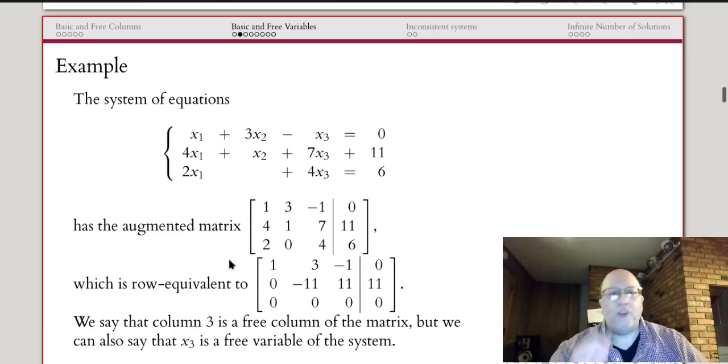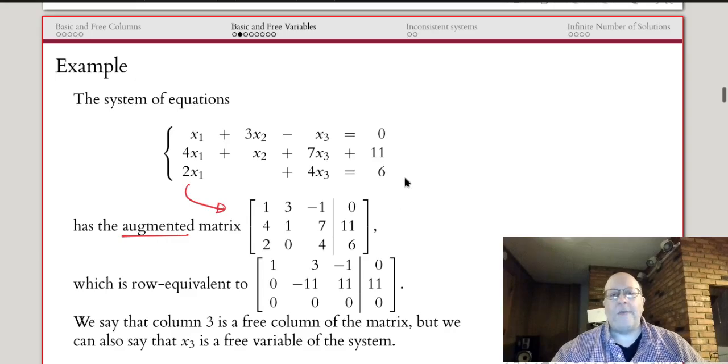Here's an example that shows what I mean. If we look at this system of equations, then this system of equations corresponds to this augmented matrix. The top row is 1, 3, negative 1, 0. The middle row is 4, 1, 7, 11. The bottom row is 2, 0, 4, 6.